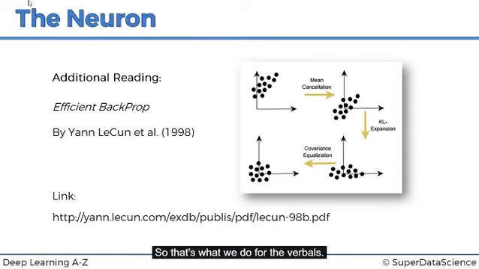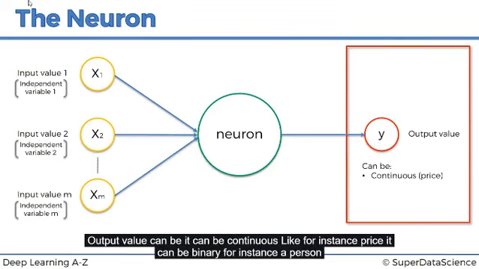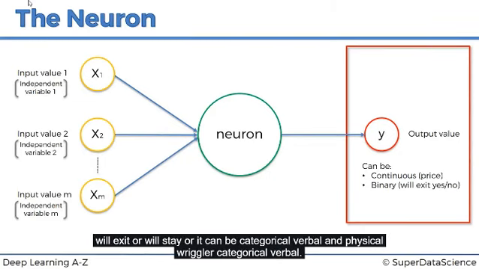There we go. So that's what we need to do with the variables. And here we've got the output value. So what can our output value be? Well, we've got a couple of options. Output value can be continuous, like for instance, price. It can be binary, for instance, a person will exit or will stay, or it can be a categorical variable.